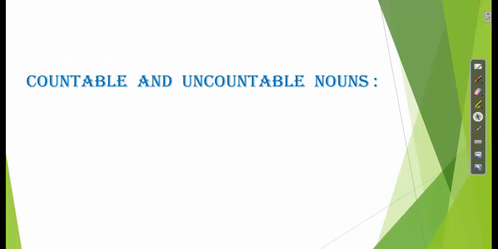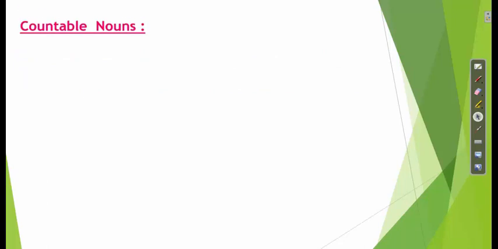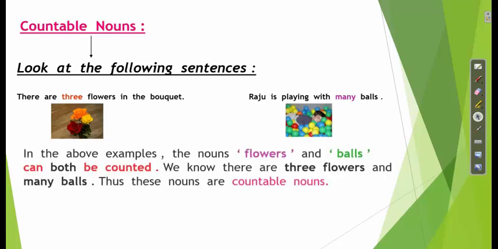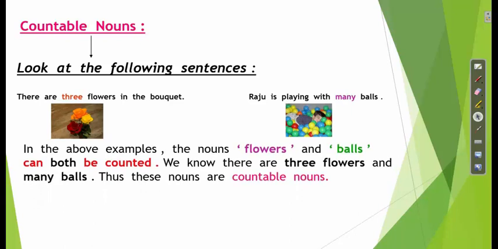Next, countable and uncountable nouns. First, we are going to see the countable nouns. Look at the following sentences. We'll see the first one here. There are 3 flowers in the bouquet. Now the next one. Raju is playing with many balls. In the above examples, the nouns flowers and balls can both be counted. We know there are 3 flowers and many balls. Thus, these nouns are countable nouns.